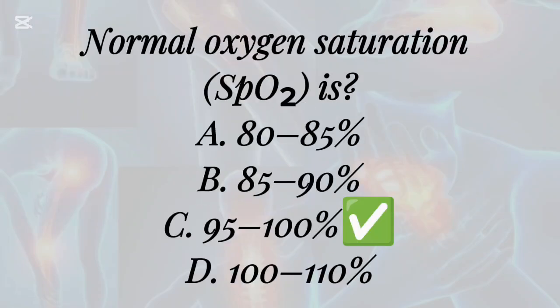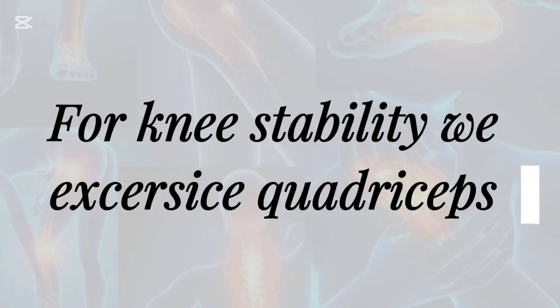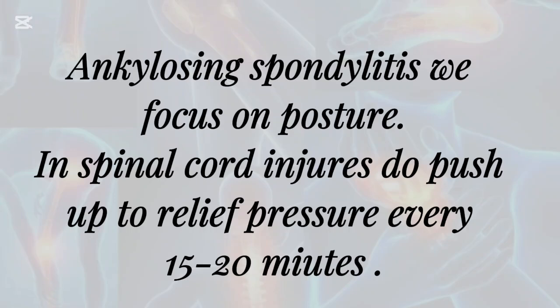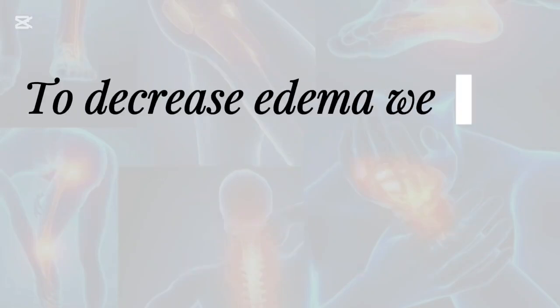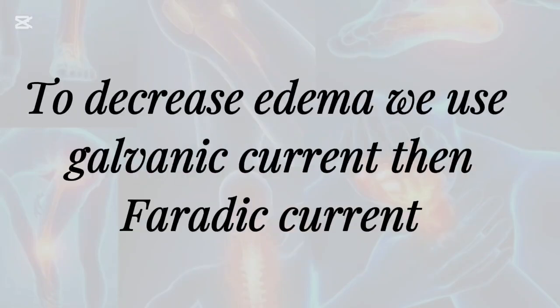Normal oxygen saturation is: A. 80 to 85%, B. 85 to 90%, C. 95 to 100%, D. 100 to 110%. For knee stability, we exercise quadriceps. Ankylosing spondylitis, we focus on posture. In spinal cord injuries, do push up to relieve pressure every 15 to 20 minutes. To decrease edema, we use galvanic current then faradic current.